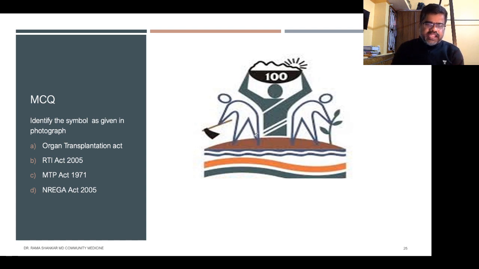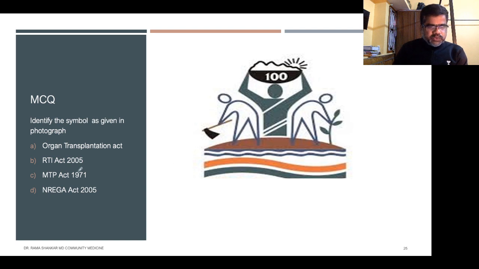Now this is the easiest one. Identify the picture and just tell me what it is. Identify the symbol as given in the photograph. Is it the Organ Transplantation Act? RTI Act? MTP Act 1971? NAREGA Act 2005? NAREGA, MANREGA, whatever you say. So you can see the persons are working, 100 is also written. So they are basically involved in local road construction, village work and all.